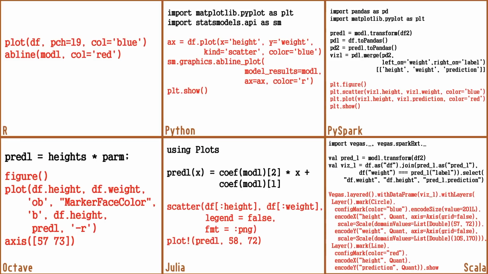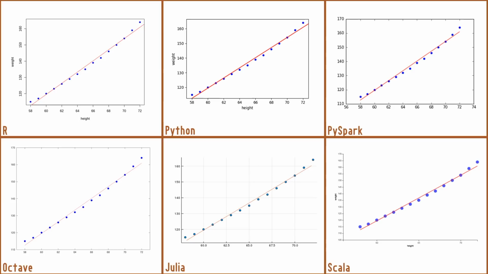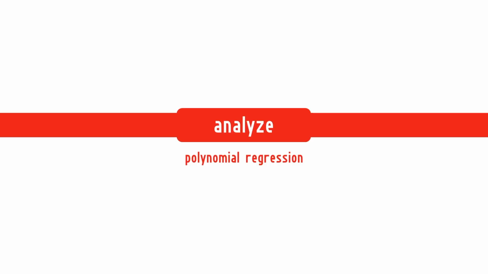The amount of code used to draw the scatter plot and regression line varies greatly among the languages. The result is 6 similar plots, but only half of them, R, Python, and Scala, automatically label the axes. Next, we'll quickly go over the steps to improve our prediction by using a regression with a quadratic term.